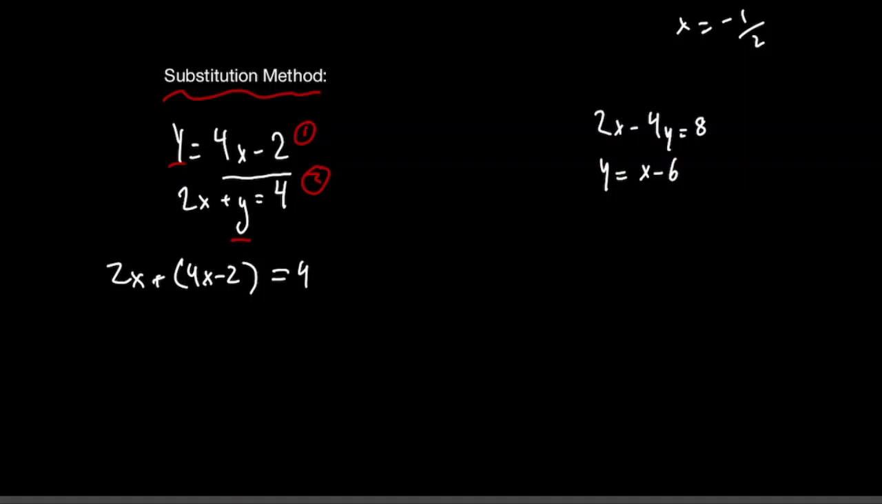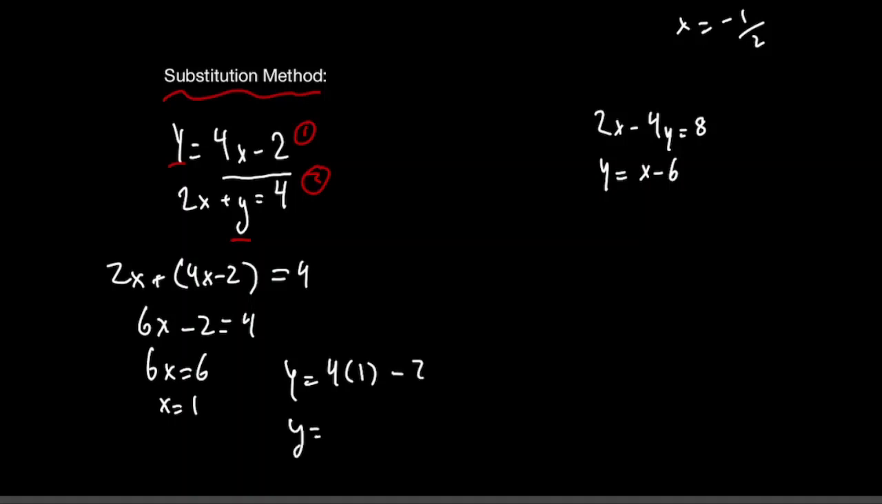Simplifying this side, we get 6x minus 2 equals 4. Then I'm going to add 2 to each side. We get 6x equals 6, meaning x equals 1. Now that we solved for variable x, we can substitute that back into another equation to solve for y. Since I have just y equals, I'm going to use that one. So y equals 4 multiplied by 1 minus 2.